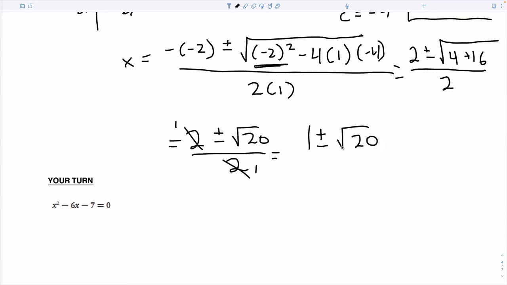If your answers have the square root of 20 simplified, know that it is also the square root of 20 and you probably got it right. If it has something like 1 plus or minus 2 root 5, this is the same thing. You just don't know how to simplify yet.